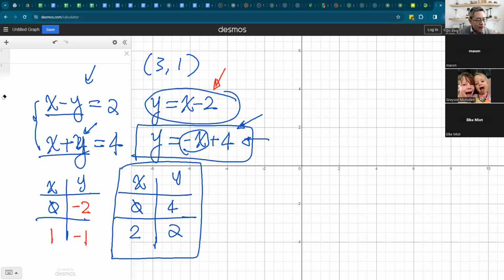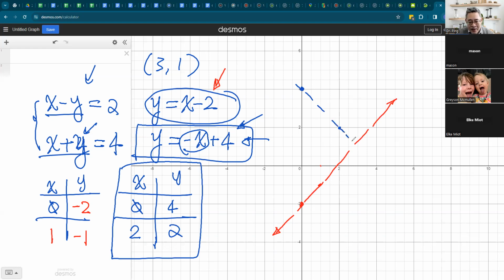And then we're going to graph that. And so we got 0, -2. So 0, -2 will be here. So let's put this as red here. And 1 and -1. We got 1 here, -1 will be there. So we got a line like this. And then we got 0, 4. Let's do that in blue. It will be here. And 2, 2 will be here. So we got a line like that.